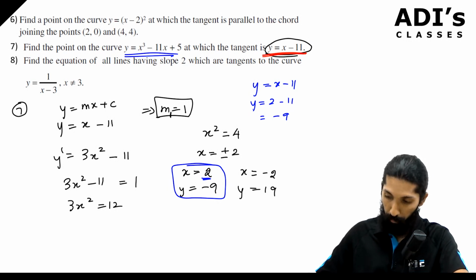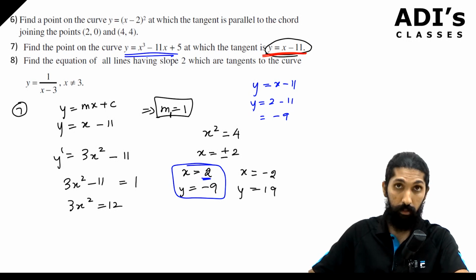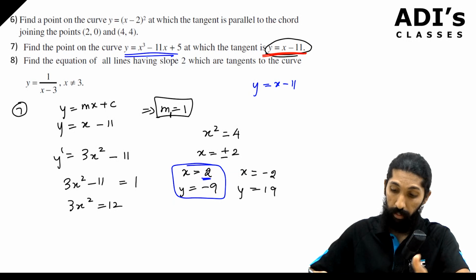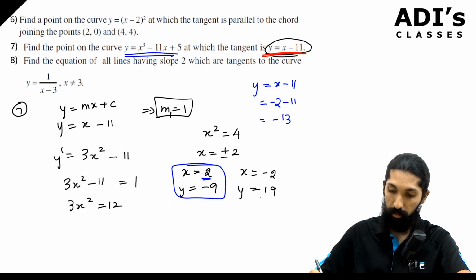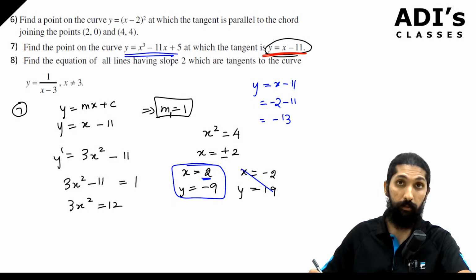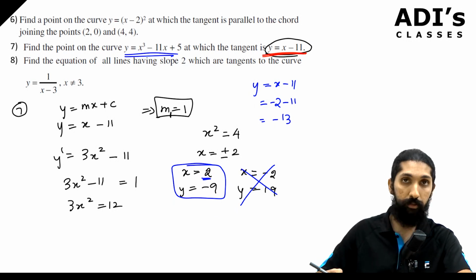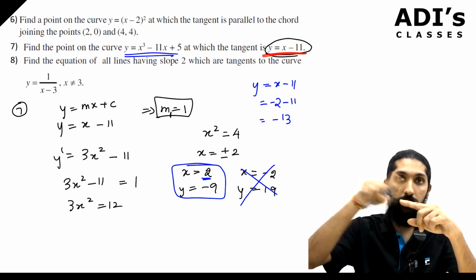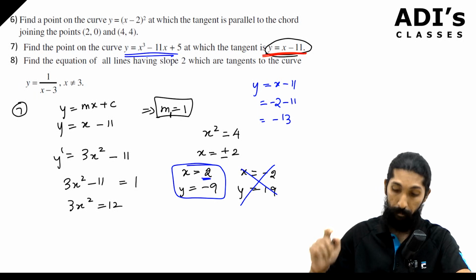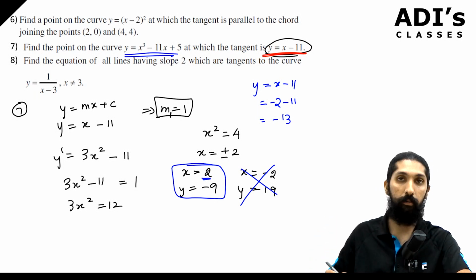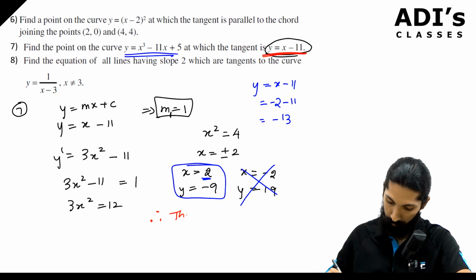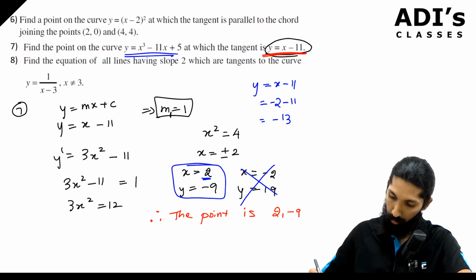Suppose if you are going to put the second point, that means here what we are doing is x value as minus 2. Minus 2 minus 11 gives us minus 13. It is not giving 19, isn't it? That means we can discard this value because it is not a part of the tangent. So the curve and tangent touches at only one point, isn't it? And that point of contact is 2 comma minus 9. That means therefore the point is 2 comma minus 9. So answer becomes 2 comma minus 9.